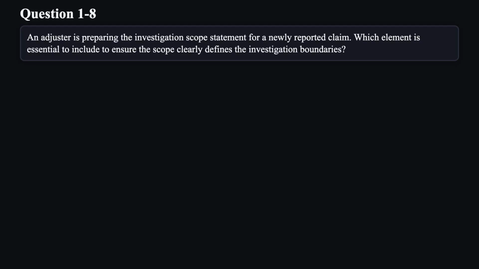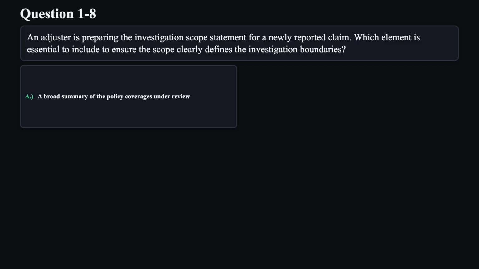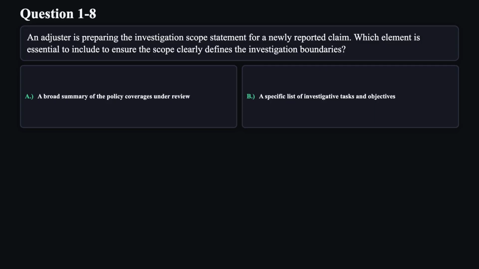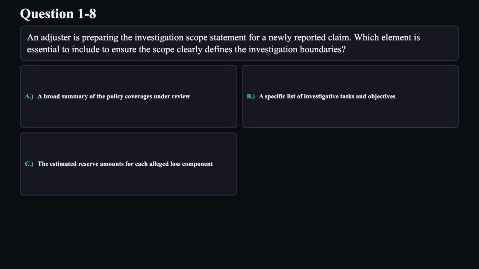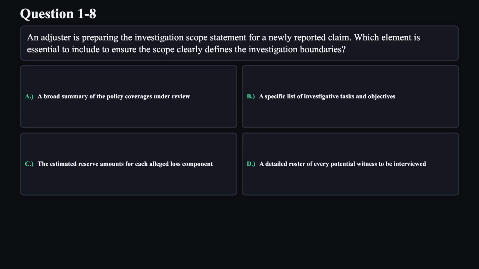Question 8. An adjuster is preparing the investigation scope statement for a newly reported claim. Which element is essential to include to ensure the scope clearly defines the investigation boundaries? A. A broad summary of the policy coverages under review. B. A specific list of investigative tasks and objectives. C. The estimated reserve amounts for each alleged loss component. D. A detailed roster of every potential witness to be interviewed.